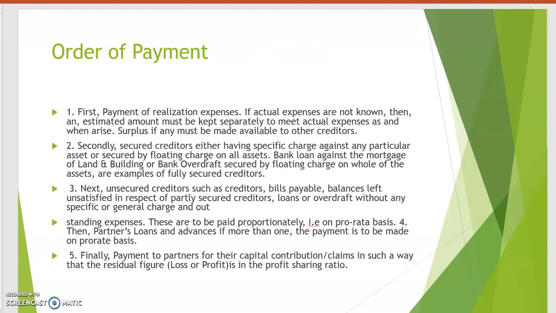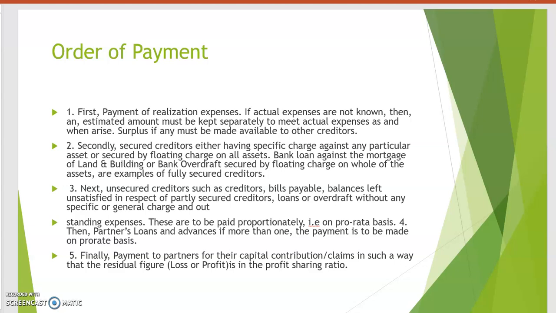This is the order of payment. It is an important part: which liability do we have to pay first? Start with the first payment to realization expenses. If actual expenses are not mentioned in your question, keep some amount aside to meet the actual expenses as and when they arise. The surplus must be made available to the other creditors after the payment of realization expenses. For external liabilities, pay first the preferential liabilities: realization expenses, government dues and labor dues. Then among other liabilities, the secured liabilities and unsecured liabilities, the secured liabilities have to be paid first.